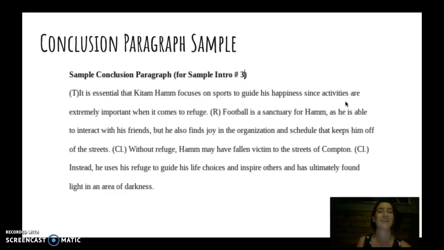Sorry about the dog. And then at the end, they use a clincher and say, look, if he didn't have that, he would have fallen victim to these gangs in Compton. If you read that book, it's about a football player who's involved in gang violence in his hometown. And instead, he uses his refuge to guide his life choices and inspire others. And he found light in an area of darkness.